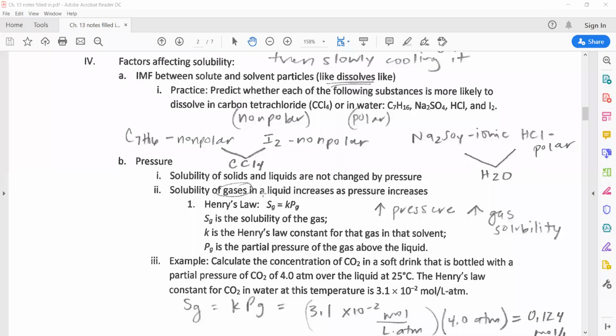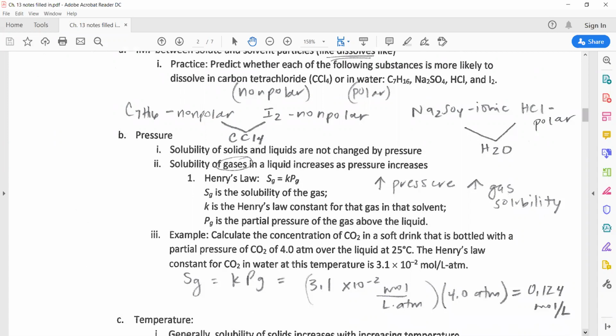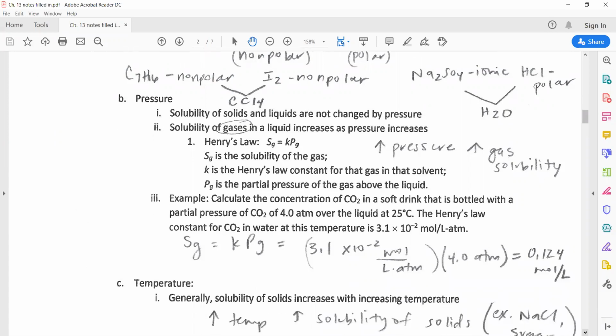Here's the second video of chapter 13. So we left off talking about what factors affect solubility. We already looked at intermolecular forces and like dissolves like. Pressure, once again, does not affect the solubility of solids and liquids.